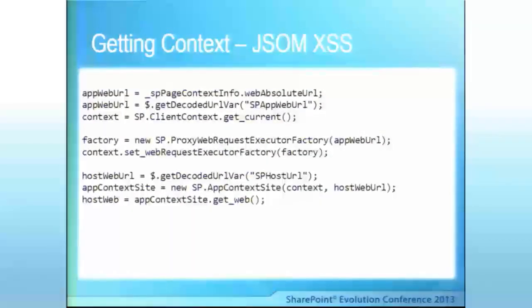Then I'm going to go ahead and get the current context. That's my app web context. I'm going to use what they call the proxy web request executor factory with that app web URL to generate, what is it again, an iframe, effectively. Behind the scenes, that's really just an iframe. Then I'm going to pass that iframe into the web request executor factory for the context that I'm currently in, and that will generate the necessary elements that I need in order to call the SP app context site. That's called your host web, right? And so from the app context site, I can get the host web with the get web.